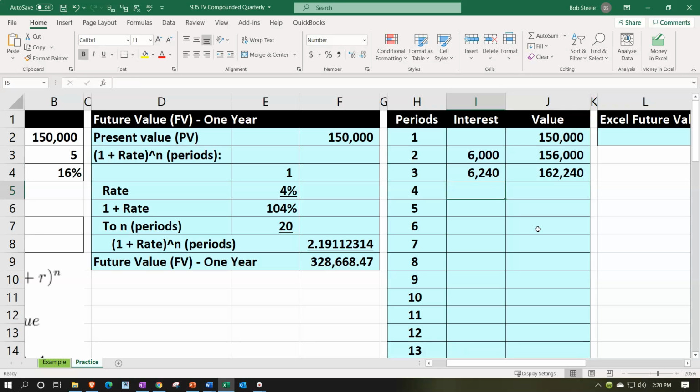Let's do it again. This is going to be equal to the 162,240 times the 16% for the yearly rate, but then divide that by 4 to get the quarterly amount. It's going up there. We can see that's for the fourth quarter. We have the last amount plus the current interest. We'll do it one more time, and then we'll copy it down. This is going to be equal to the new balance times the 16%. Then we're going to divide that by 4 again. We'll pick the prior balance plus the new balance, and there we have it.